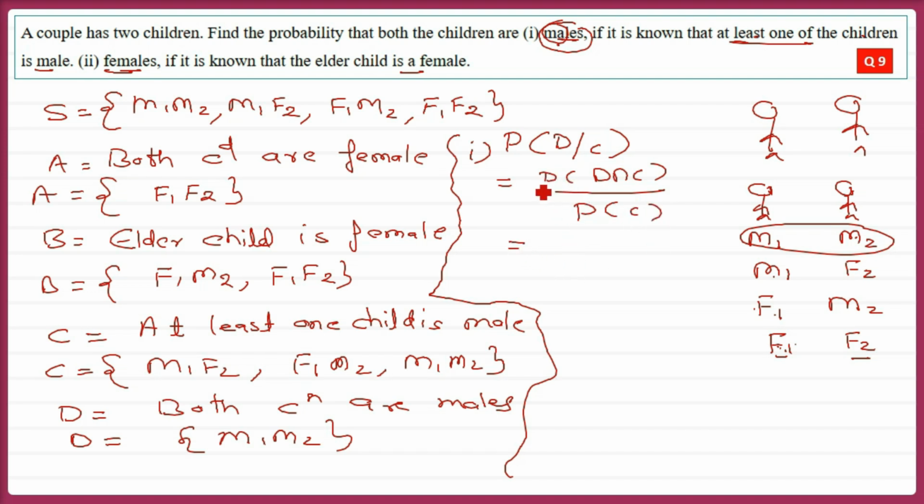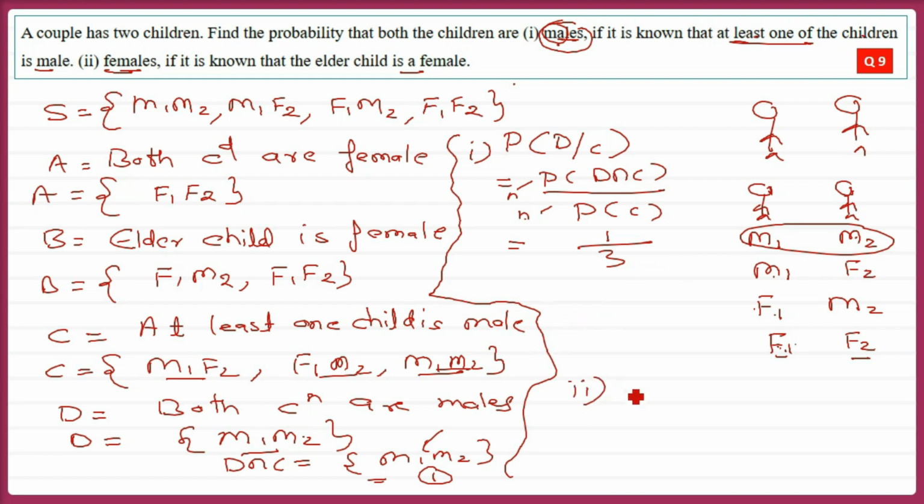And this probability is simply N, the number of elements. So D intersection C: what is common between D and C? You have already the elements, just see which one is common, which is the intersection. So M1 M2 is the only element common in both these sets. What is the number of elements in D intersection C? M1 M2, that is 1. So the numerator will be 1. What is P(C)? The number of elements in C, which is 3 here: M1 F2, F1 M2 and M1 M2. So 1 by 3.